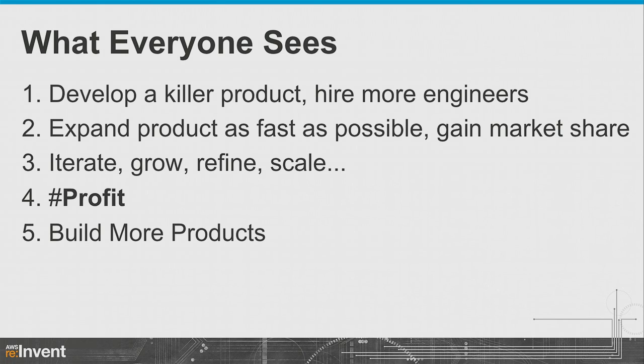Well, as you are forming a company, step one is you develop this killer product, you hire a bunch of engineers. Step two, you expand the product as fast as you possibly can, you gain market share, you're growing horizontally, you're continuously iterating, building a better product, growing, refining, scaling. And then step number four, which everybody in here I'm sure is experiencing right now, just massive profit. We're all just making gobs of cash. And then you, of course, reinvest that profit and build some more products. So that's what everybody sees on the outside.